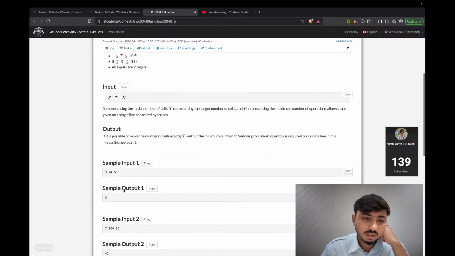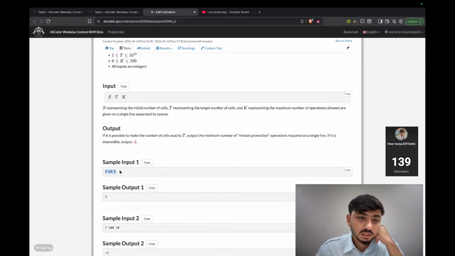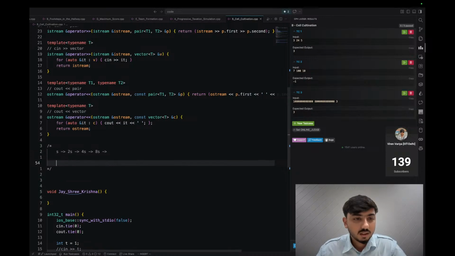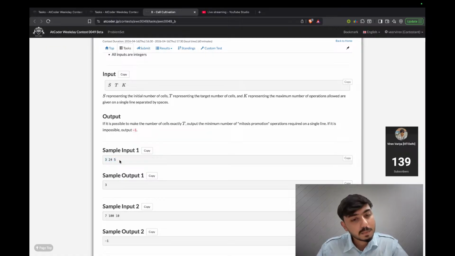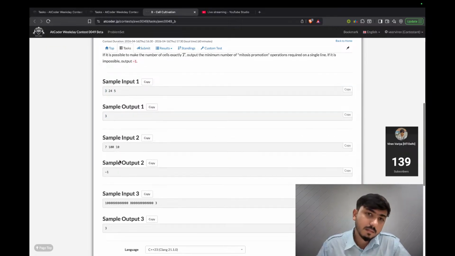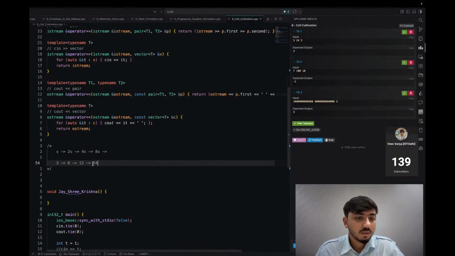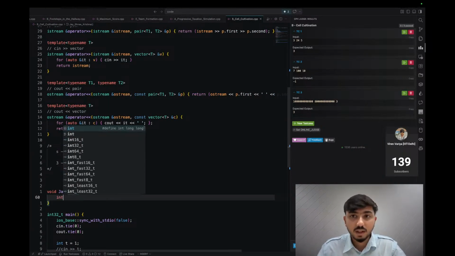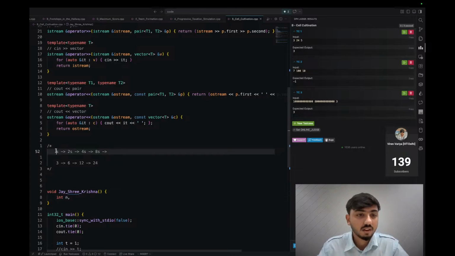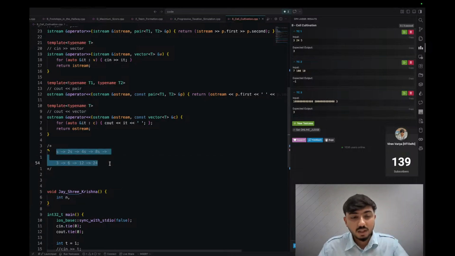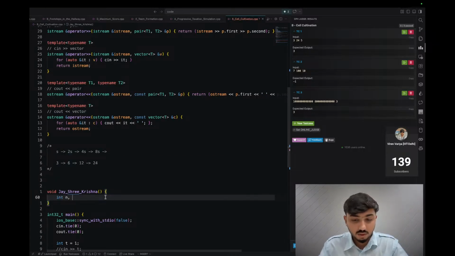We have 3. S is 3. Then it becomes 6, then 12, then 24. Yeah, that is the only choice we have. Why am I getting confused? This is the only choice we have, right? Either we can double or we can stop. That's all.